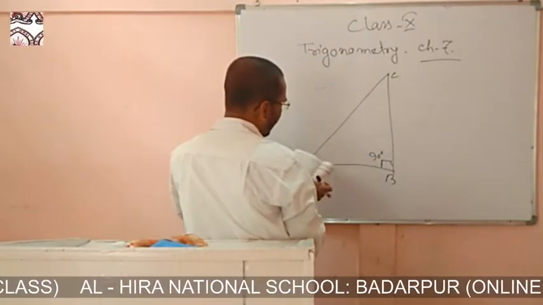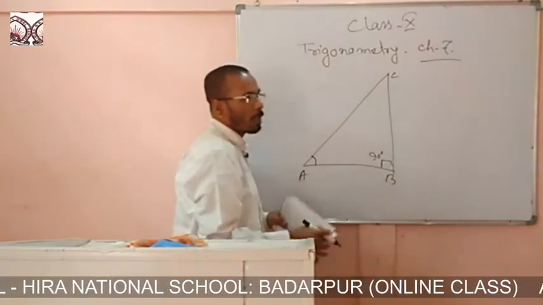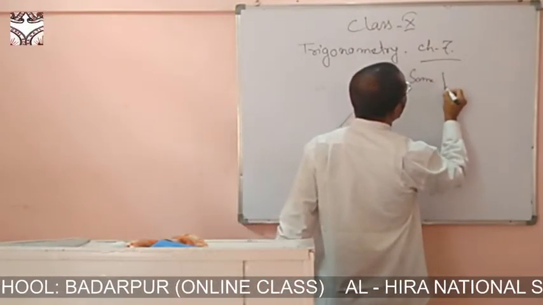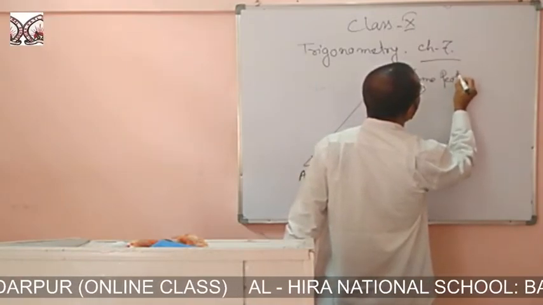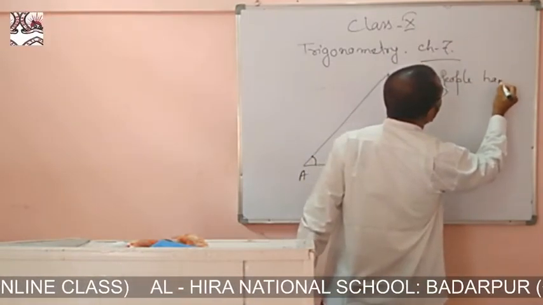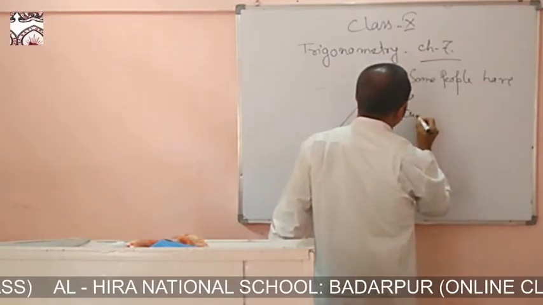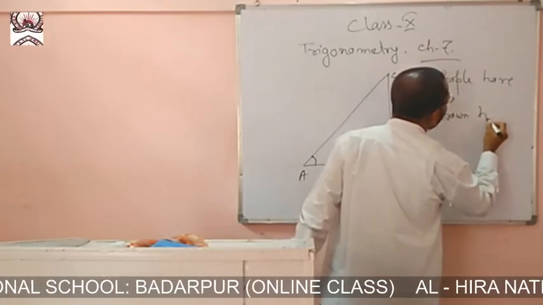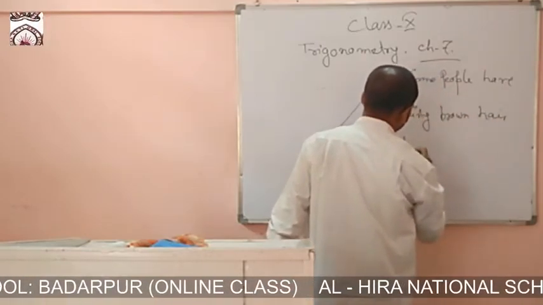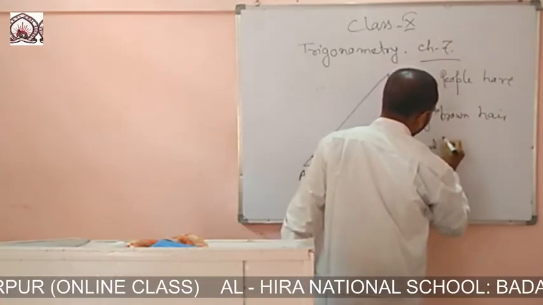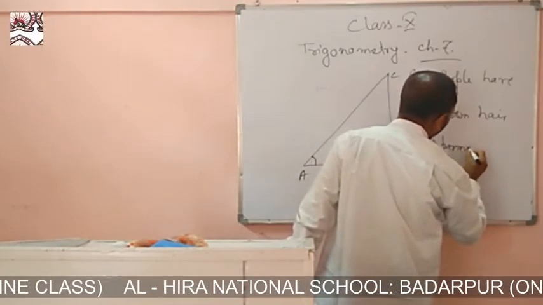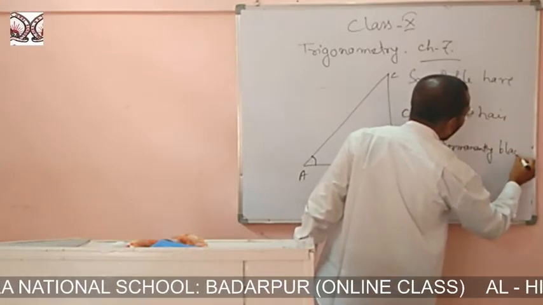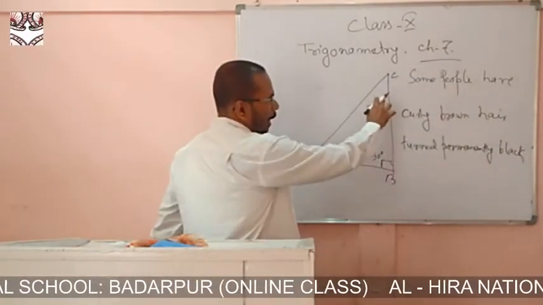So in general there is a proverb: Some people have curly brown hair turned permanently black.